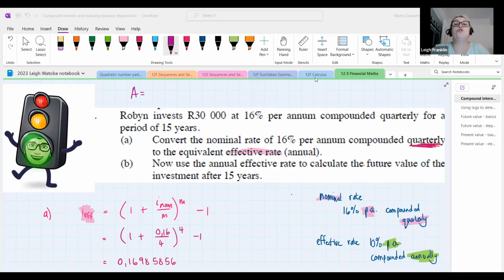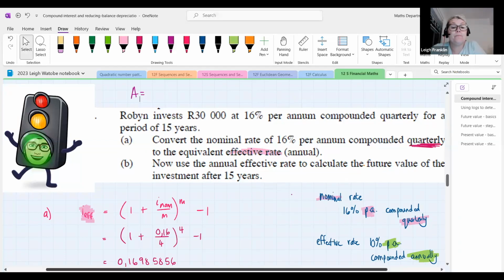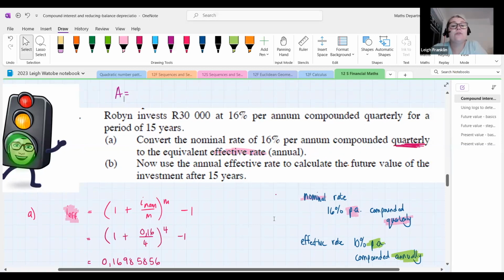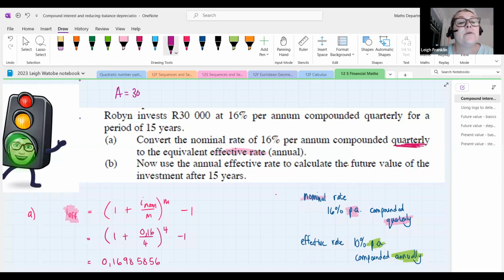No, because we're not working with compound interest. Okay. All right, so in other words, Robin gets 30,000 Rand, 1 plus 0.16 compounded quarterly for a period of 15 years. So this would be 15 times 4. So what does Robin get if we use the nominal rate?